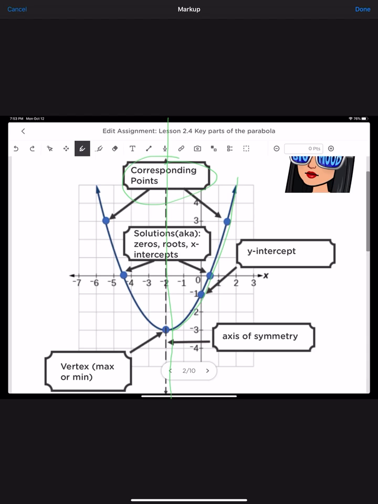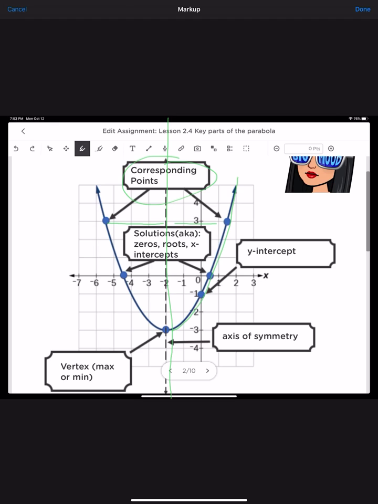axis of symmetry. So for example, if we look at our corresponding lines here, we can see that we have about the same distance from both points. We have about 1, 2, 3 and a half points of distance. So that is what our corresponding points are. The axis of symmetry, as I had said, is that line that cuts that parabola perfectly in half.